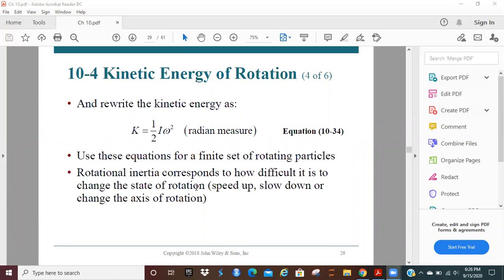So we're going to rewrite the kinetic energy as K equals 1/2 I omega squared. It's in radian measure. We're going to use these equations for a finite set of rotating particles, and rotational inertia corresponds to how difficult it is to change the state of rotation.